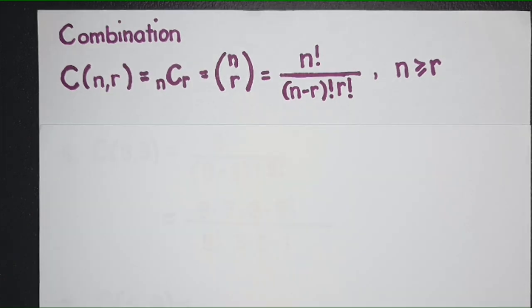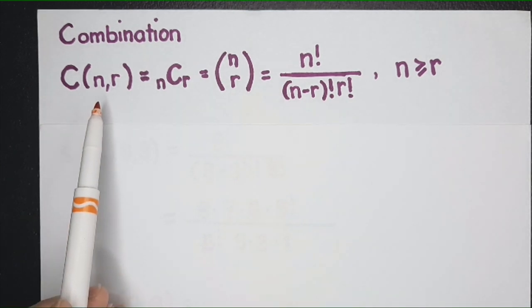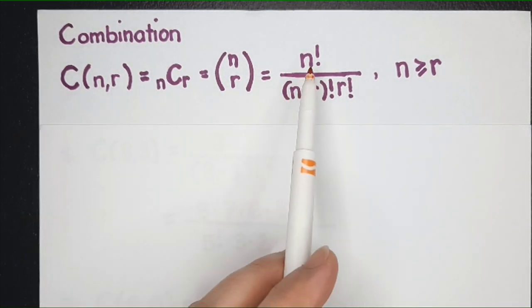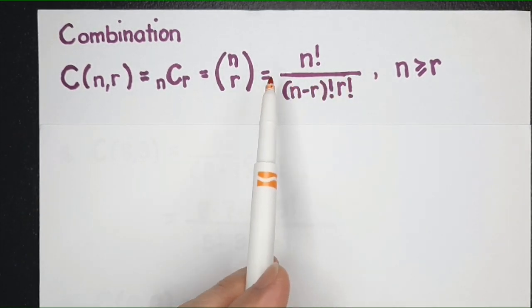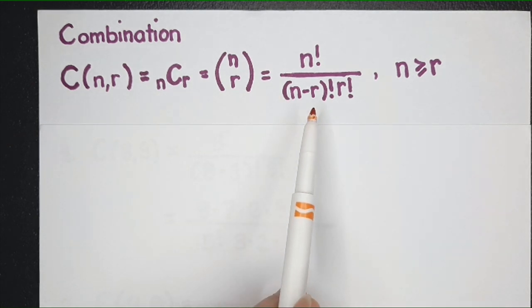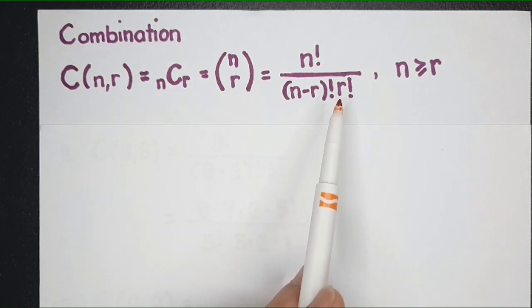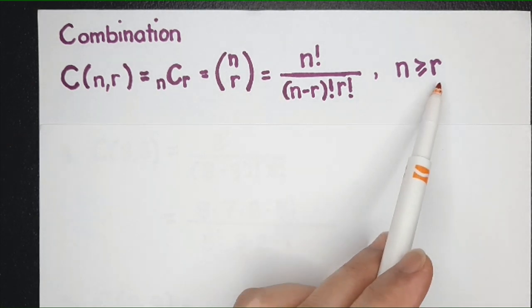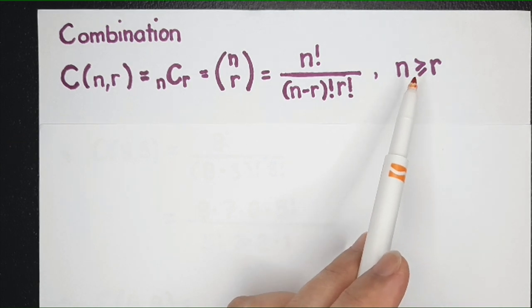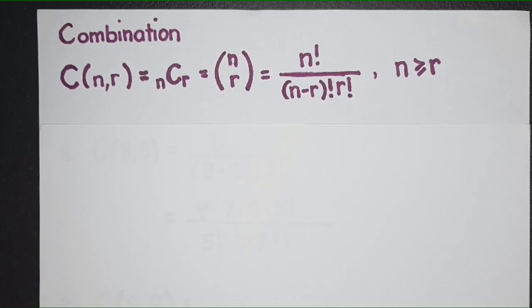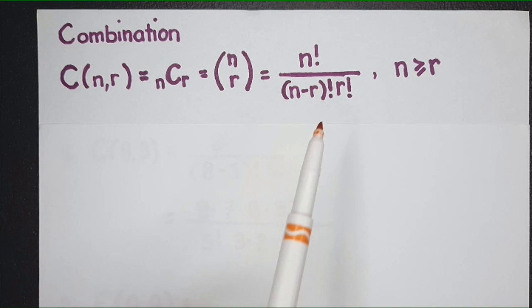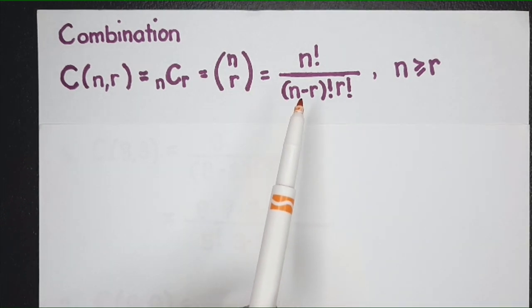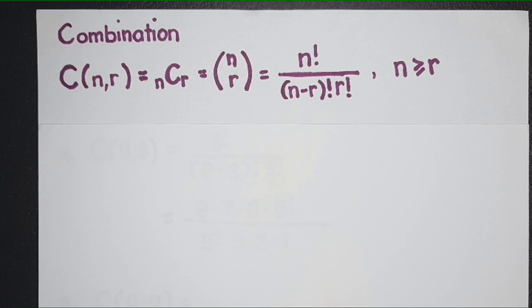In terms of factorials, the combination formula is equal to n factorial divided by n minus r factorial times r factorial, where r is less than or equal to n. So, dapat komportable na kayo sa formula na ito and confident na kayong mag-evaluate ng factorials.